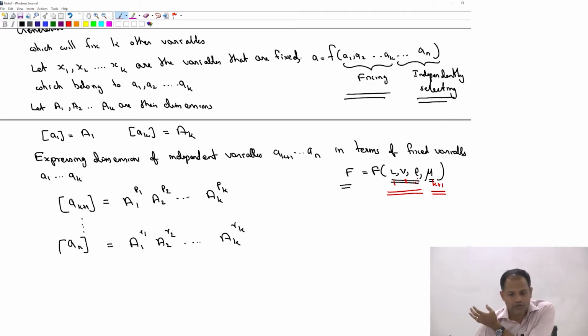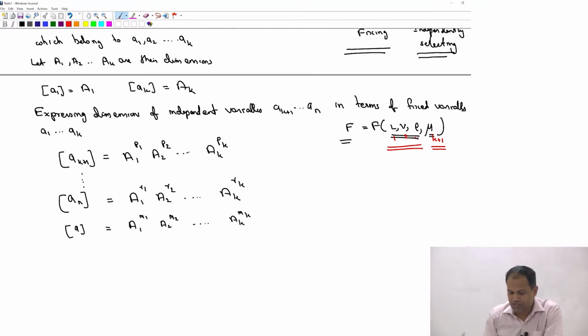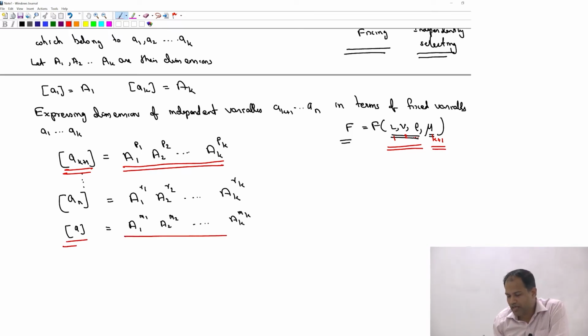So in this system I have taken k fundamental dimensions. All the variables from k plus 1 onwards will be represented in terms of the dimensions of the first k variables. This is the dimension of the (k+1)th variable, represented as dimensions of the first k variables, and the dependent variable a, I can again represent in terms of the dimensions of the first k variables.